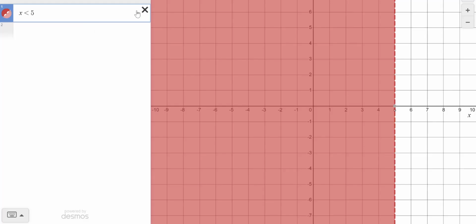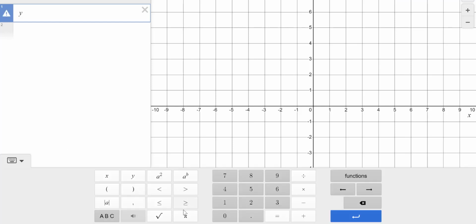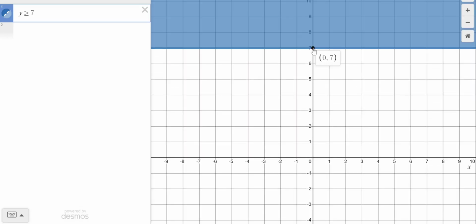Desmos. So type Y. You're going to click down here. Necesitas tocar este botón. You're going to go, was it greater than? Yes, greater than or equal to 7. Okay. And then if we look at the graph, there's a point at 7. The line is solid, and you color above. So aquí hay un punto a 7 en el eje de Y, y la línea es sólida y necesitas pintar arriba.